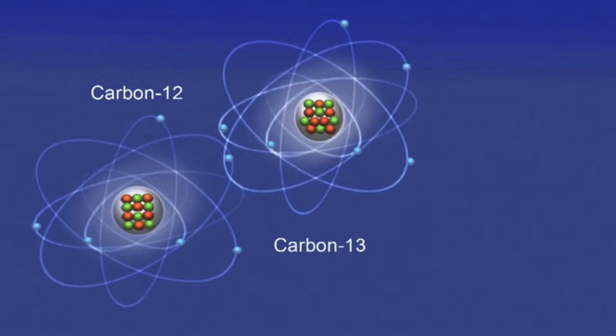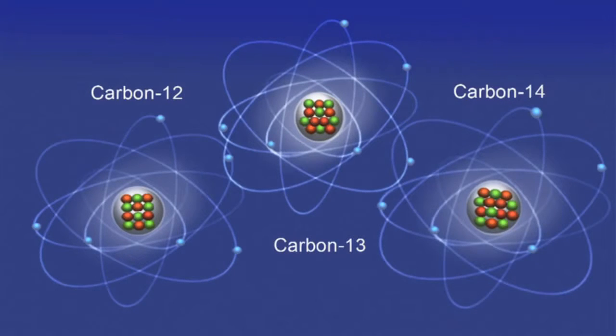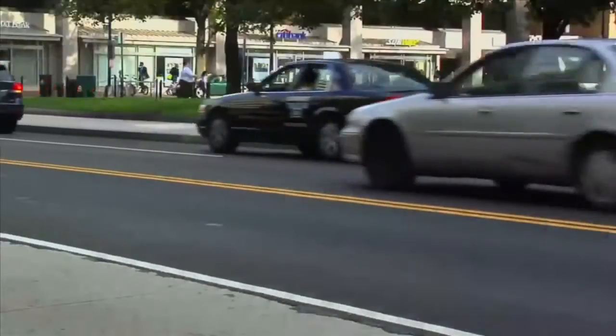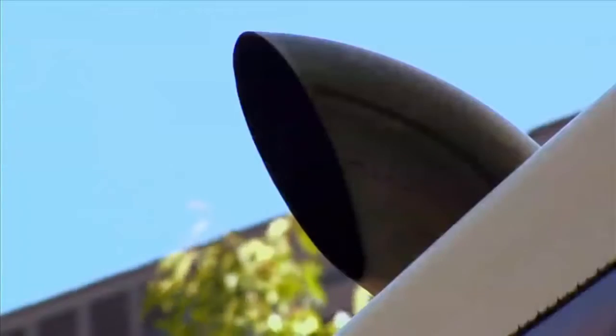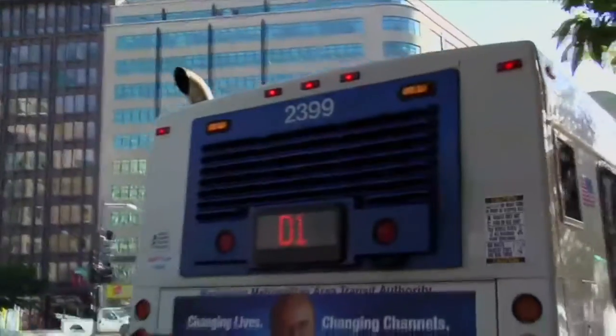A forensic-style analysis of the CO2 in the atmosphere reveals the chemical fingerprints of natural and fossil fuel carbon. These lines of evidence prove conclusively that the increase in atmospheric CO2 is the result of human activities.